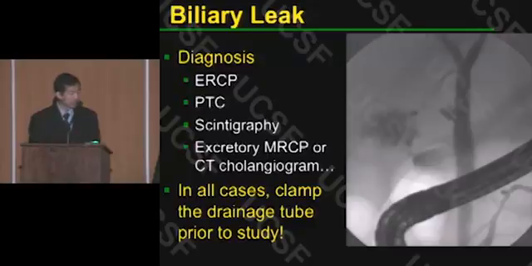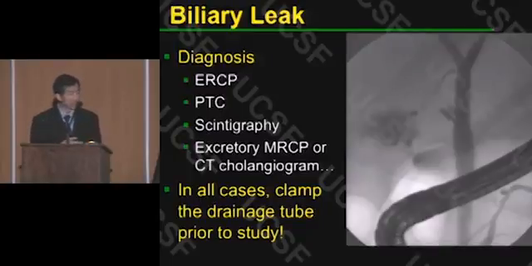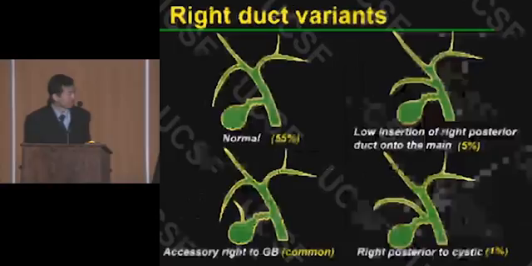When we do these studies, it's important to clamp your drain. If you don't clamp the drain, oftentimes the contrast will go into the leak and come right out the drain, and we don't really notice it because the drain is causing some artifact that prevents seeing the leak. So it's very helpful to clamp the drain a few minutes or even an hour before the study so that the collection starts to fill up and you can see the leakage without it disappearing off into the drainage catheter.